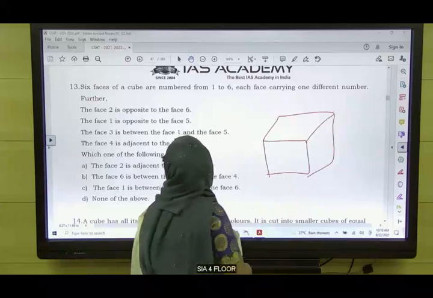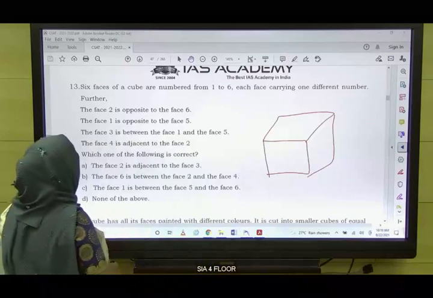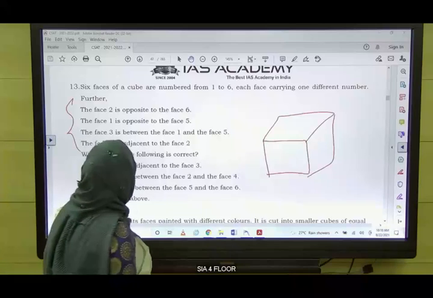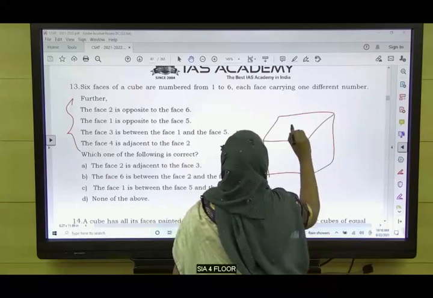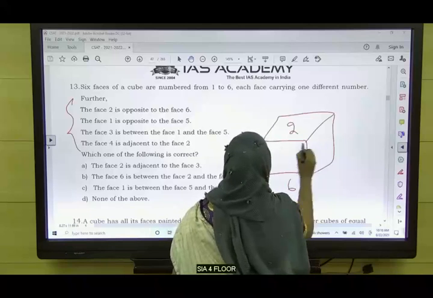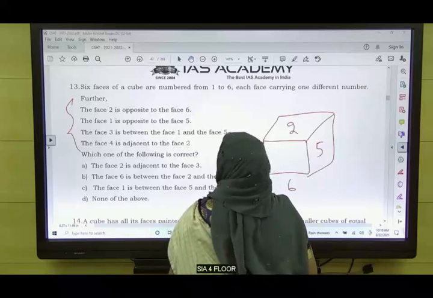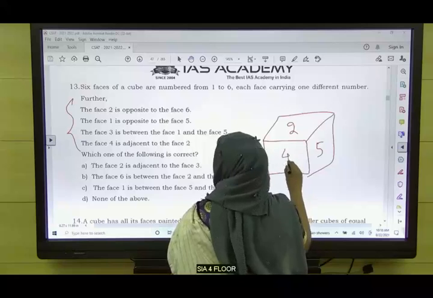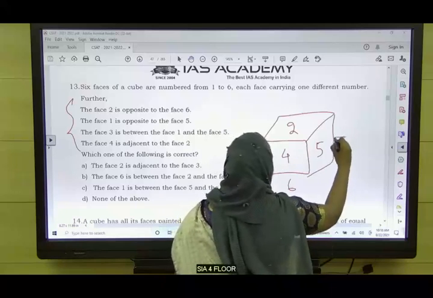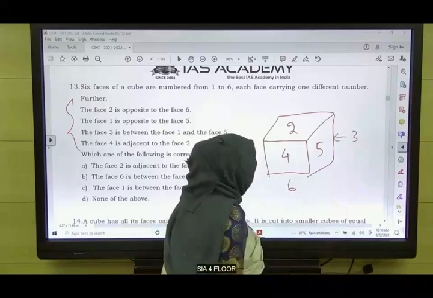Okay, 2 is opposite to 6, 1 is opposite to 5, 3 is between 1 and 5, and 4 is adjacent to 2. Okay. So 2 and 6 are opposites. I'll write 2 at the top, 6 at the bottom, 1 at this side, 5 at this side. 4 is adjacent to 2, so 4 I write here. 3 is between 1 and 5. Okay, let 3 be at the back.